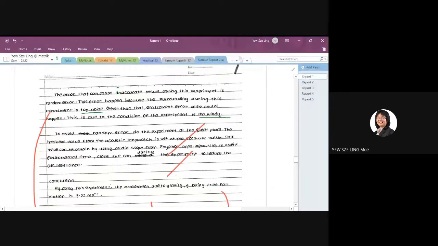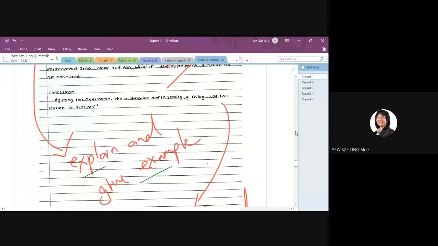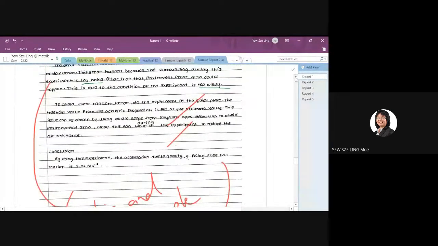Okay, you cannot tell me it's too windy. For me, maybe I think windy is not an issue. Why is windy an issue? You need to explain a little bit. That's why I say explain and give examples. All right, so to avoid a random error, do the experiment in a quiet place. Actually, you need to define what is a quiet place. For me, the place that you think is noisy, maybe for me is quiet. So try to think how to relate it to the quiet place. What is the condition? What are the things that make you define that place as a quiet place?